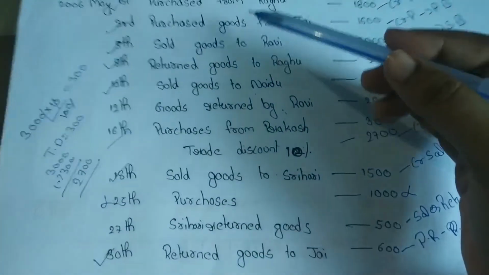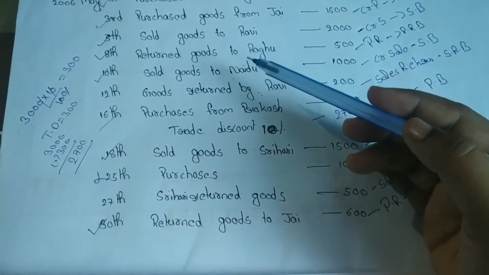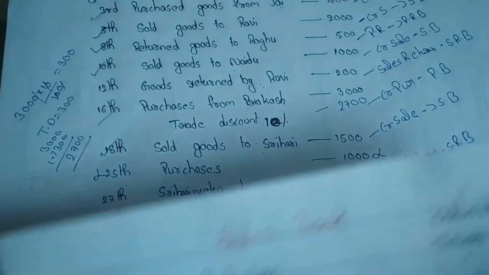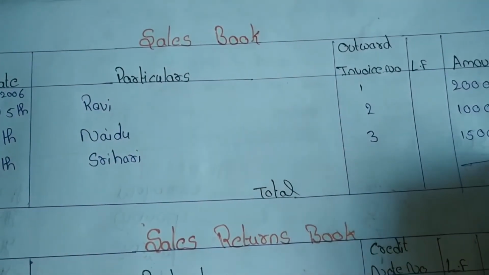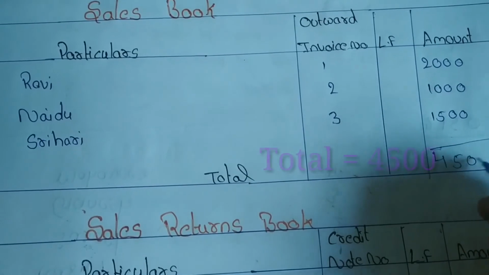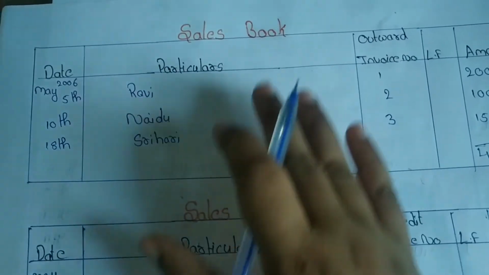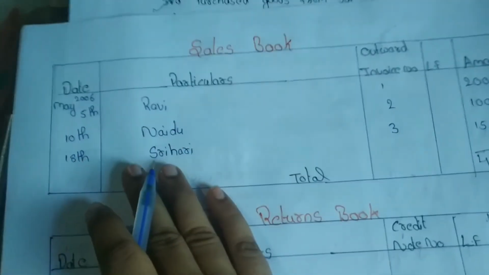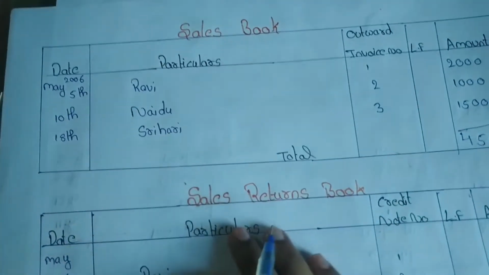So there are no other credit sales here. Only 3 transactions belong to sales book. 1, 2 and 3. Okay, so those 3 should be recorded. So let's total the sales book. 2000, 3000, 4500 was the total of sales book. So in May month 4500 sales was done. By using this subsidiary book you can easily find the total sales that happened in May month. Okay, so only one book was remaining, that was sales returns book.